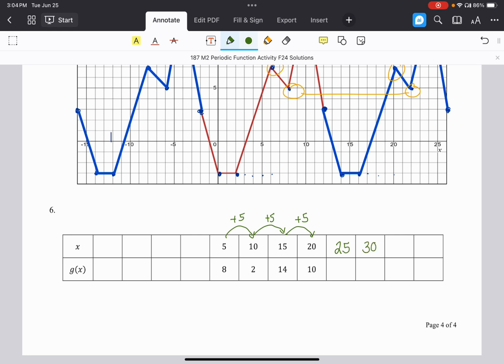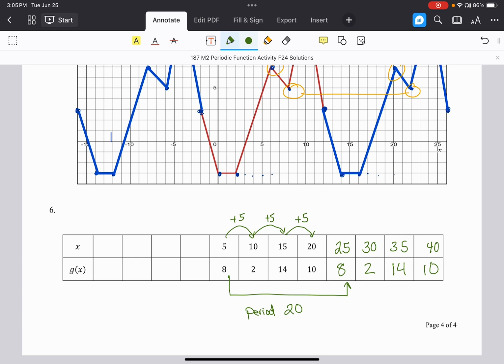And then this would be 30, 35, and 40. And then the pattern is going to be exactly the same here. So at 5, we were at 8. So at 25, we're at 8. And then we'll be at 2, then 14, and then 10. And so we have a period here of 20, just in case you were wondering.